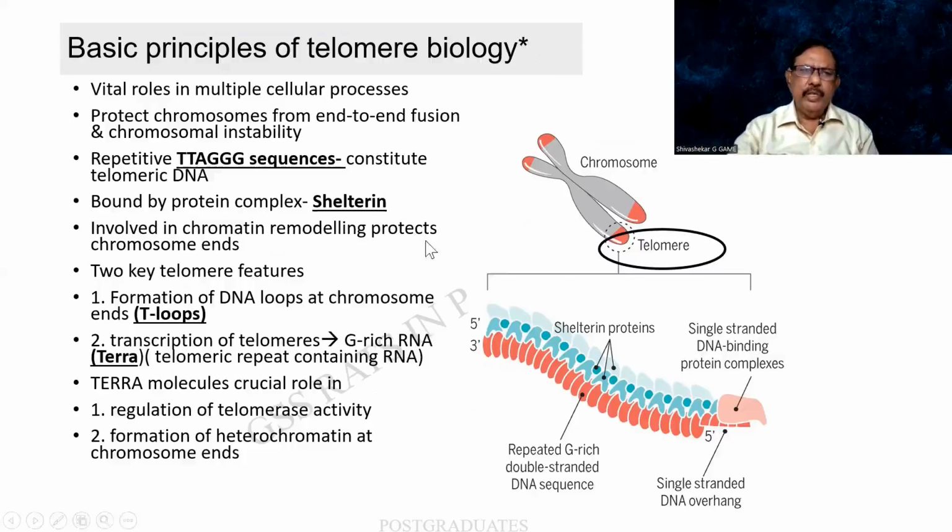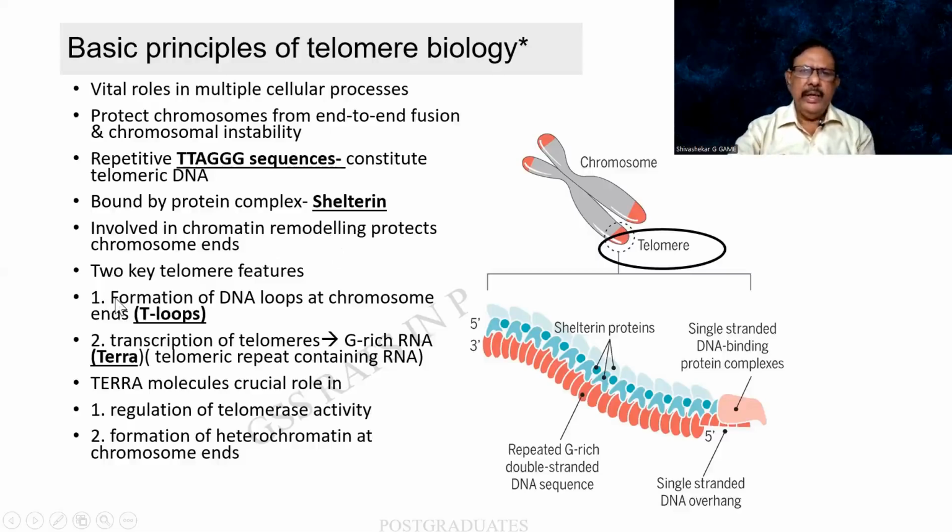It forms a vital process of multiple cellular divisions. And it protects the chromosomes. And as long as this is there, there is no end-to-end fusion or chromosome-to-chromosome fusion. Probably the Robertsonian ring chromosome, etc., might be because of this. And there is a binding called the shelterin. So there is the DNA and then there is a repetitive one, and this is being covered by the shelterin proteins, which are very important. And they are involved in the chromatin remodeling and protects the ends of the chromosomes.